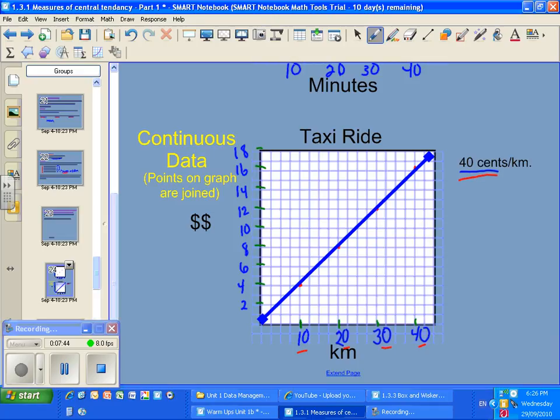For example, if we went 15 kilometers, we could go up to our graph, and we could say that it's about $6.75 approximately. So we could go anywhere along this line, and we could come up with a value for a taxi ride. So with continuous data, it's very important to remember that the points on the graph are joined, and you can look to any point to get data.